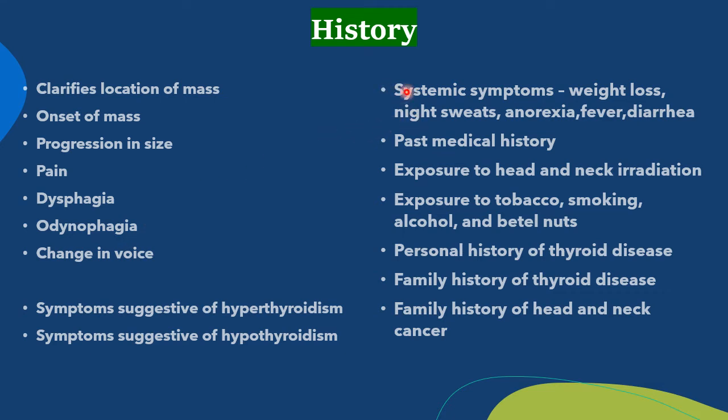Then systemic symptoms like weight loss, night sweats, anorexia, fever, diarrhea; past medical history, exposure to head and neck irradiation when young, exposure to tobacco smoking, alcohol, and betel nut chewing; personal history of thyroid disease, family history of thyroid disease, and family history of head and neck cancer.